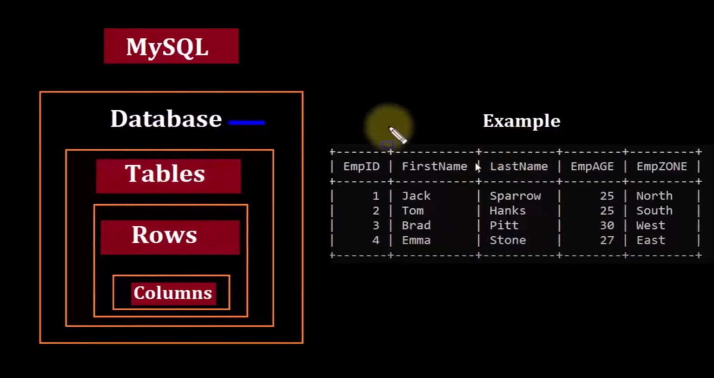So let us see an example here. Let's say we have a database employee records. Under that we have a table employee. Here we have database tables. Let's say we have one table employee. Under that we have the records, that is rows and columns. So columns, here we have employee ID, first name, last name, EMP age, that is employee age, and EMP zone, that is employee zone. So these are 5 columns and this is how we have represented it.